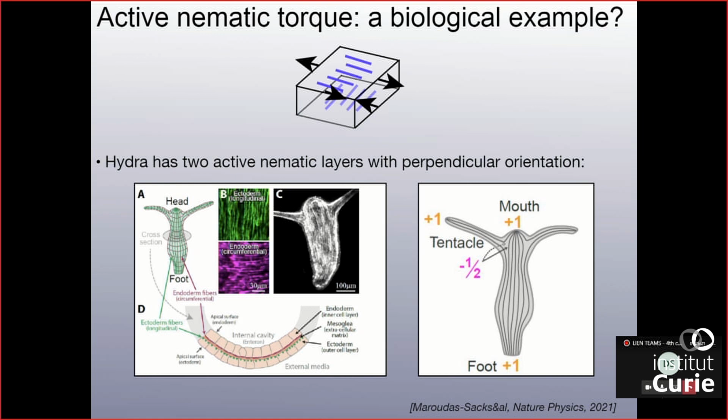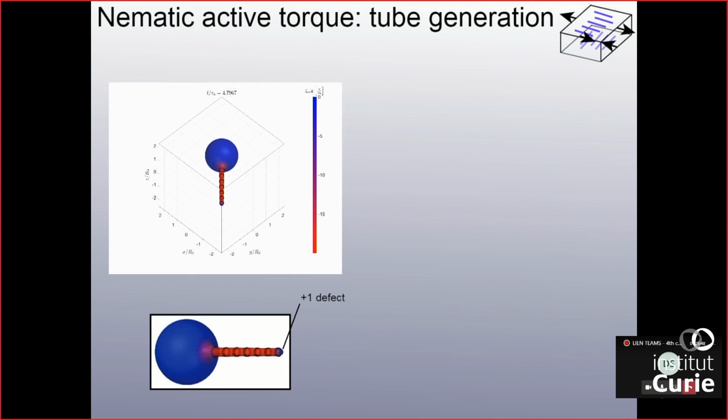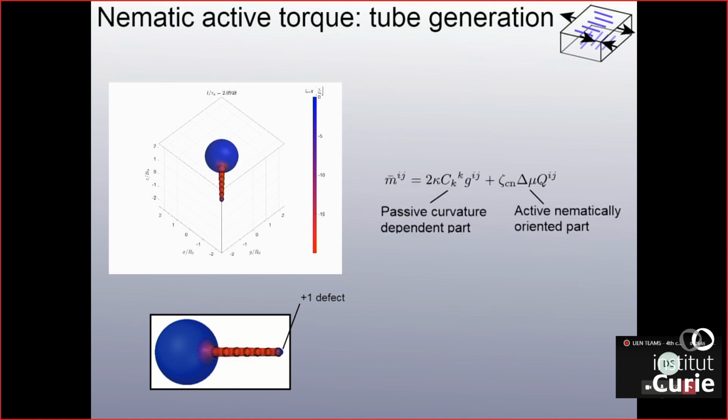And the other interesting thing they find is that there are defects in the orientation of the actin fibers, which are specific points on the body plan of the organism, so at the tip of the mouth or at the tip of the cylindrical tentacles. Okay, and now when we take this into account, this is actually what we find. So now the active region here is under high nematically oriented active bending moment, and at the tip of this tubule that spontaneously formed, there is the +1 defect. So it's kind of the same structure that emerges.